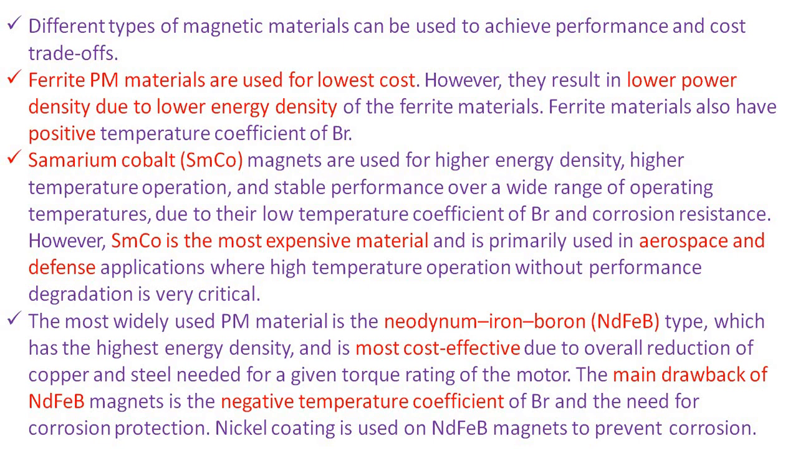The most widely used PM material is neodymium iron boron, the NdFeB type, which has high energy density and is most effective due to the overall reduction in copper and steel needs for a given torque rating of the motor. The main drawbacks of NdFeB magnets are the negative temperature coefficient of Br and the need for corrosion protection. Nickel coating is used for NdFeB magnets to prevent corrosion.